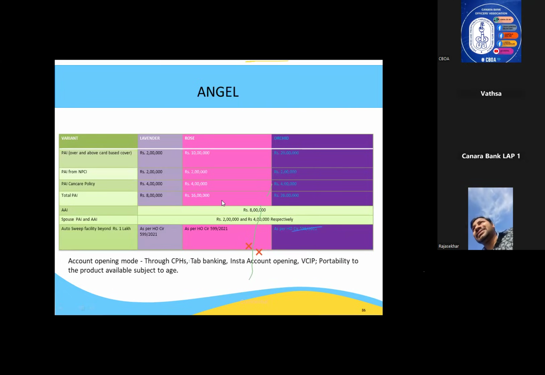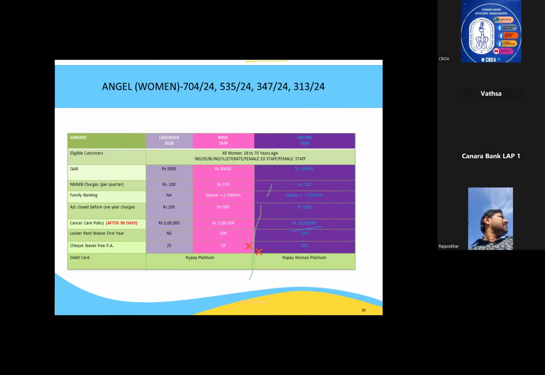See, again, for every product I told you, you have to remember the number of checkbooks and locker concessions, AMC conditions for debit card and credit card, and what are the free benefits they are getting. Okay. So here again, I repeat, cancer care is separate for the 3 categories. First category, it is 3 lakhs. Second category, it is 5 lakhs. Third category, it is 10 lakhs.